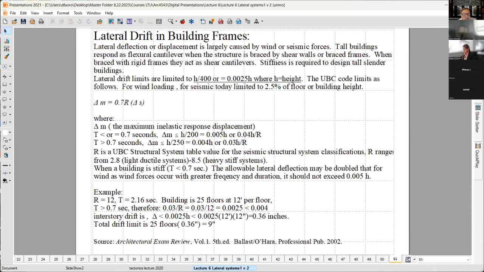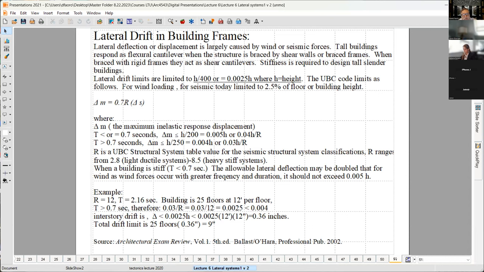So for an example, we've got a building that's got an R value of 12. Let's say it's a very heavy system or stiff system. The T is 2.16 seconds. The building is 25 floors in height. The floor-to-floor height is 12 feet per floor. Our building period is greater than 0.7 seconds, so we're governed by 0.03 over R, or 0.03 divided by 12, or 0.0025, which is less than 0.004.